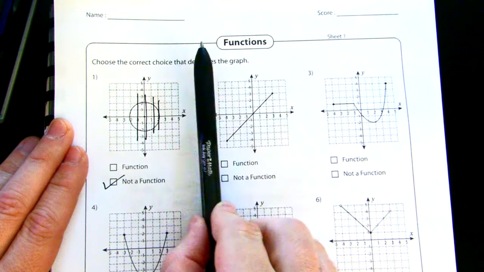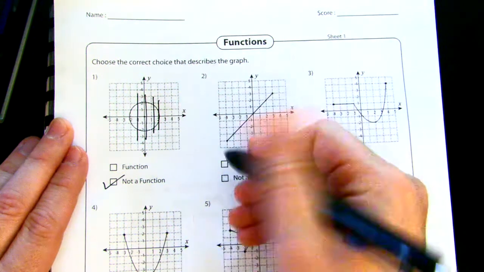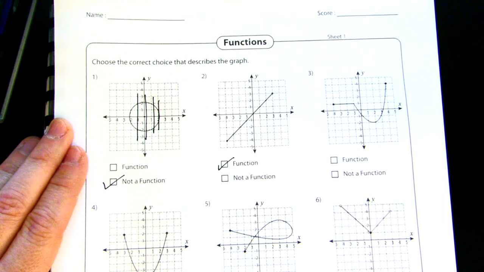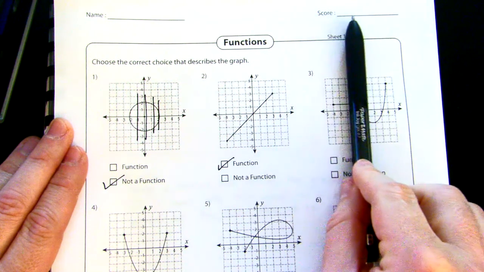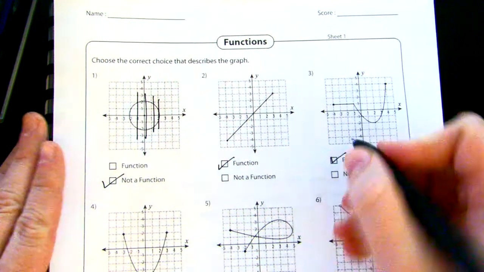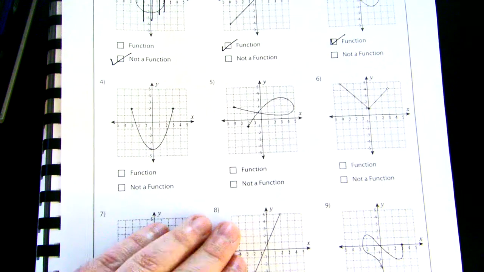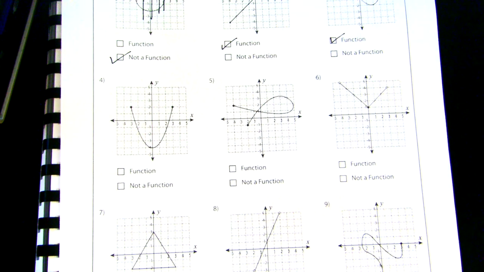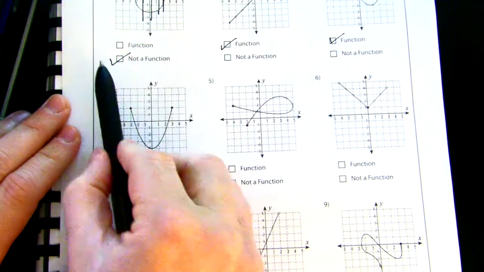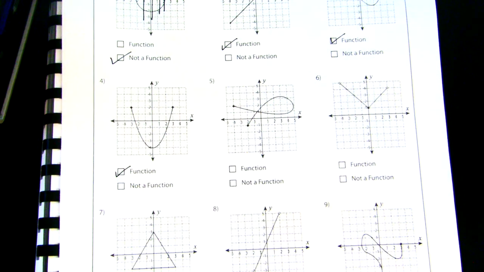If I slide a vertical line across number 2, I don't think I ever hit 2 points at the same time. That's going to make it a function. In number 3, if I slide a vertical line across that graph, I don't think that vertical line's ever going to hit 2 or more points at a time, so that's also a function. See if you can do 4. Number 4, slide a vertical line across that graph. Never hits 2 points at the same time. Yes, it's a function. Do 5.